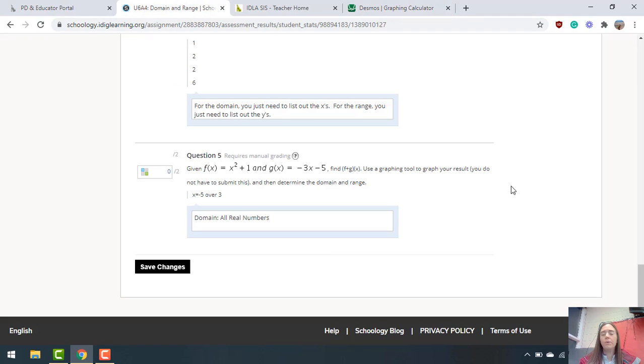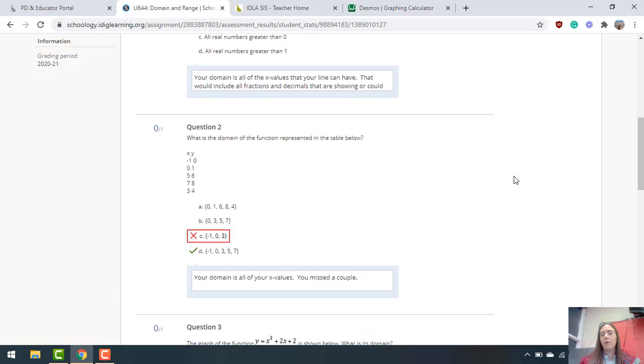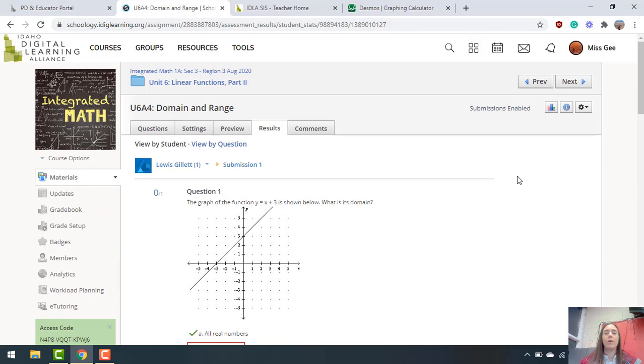So that's how you do these problems. Once you get down that the domain is the x's and the range is the y's, they're pretty easy. But as always, if you have any questions, let me know.